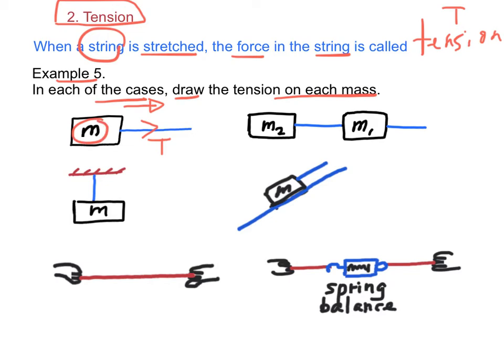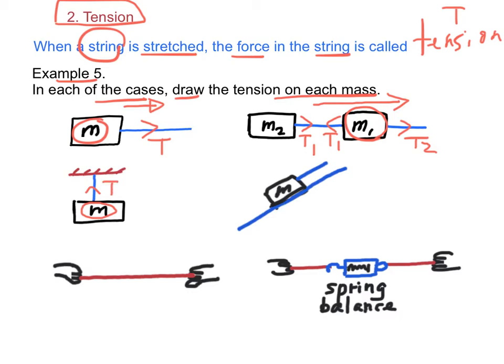In the next figure, if both masses are connected by string and they are pulled towards the right, the tension of the string on M2 is T1, and the tension of the string on mass M1 would be T1 and T2. In the next case, a mass M is connected by a string which is hung over the ceiling. The tension of the string acting on the mass M is T.